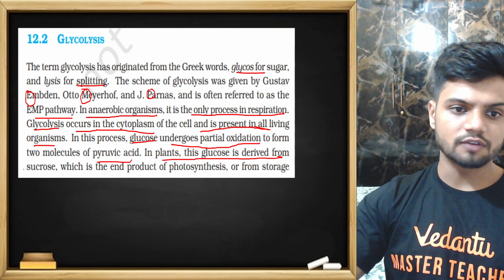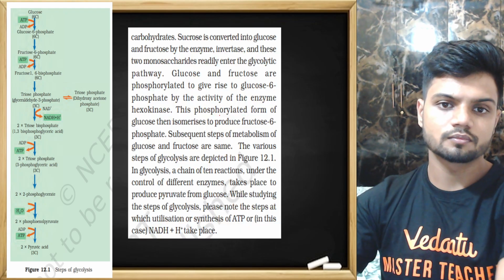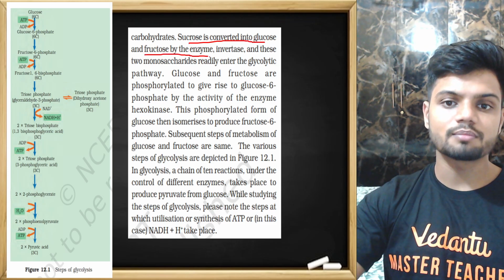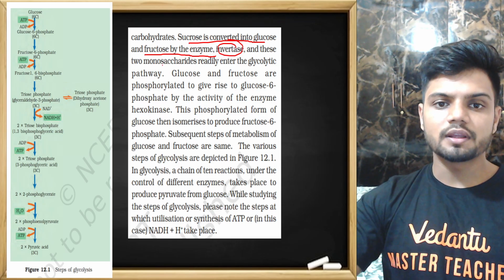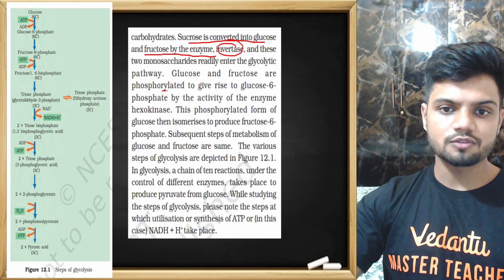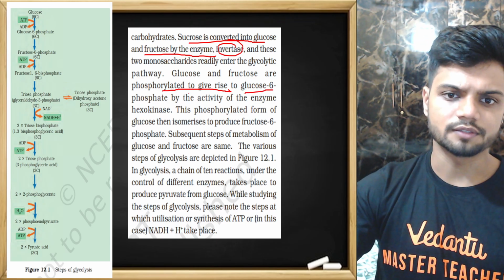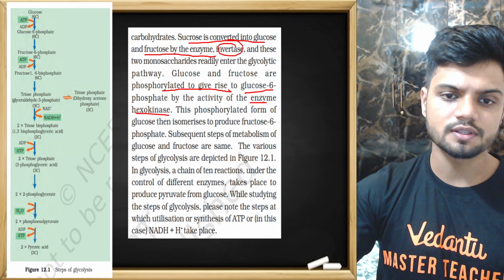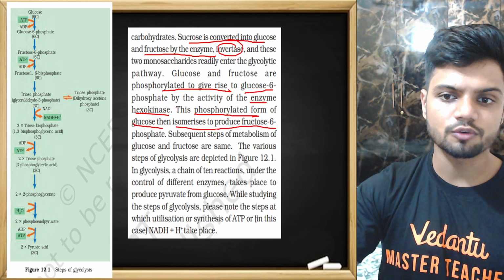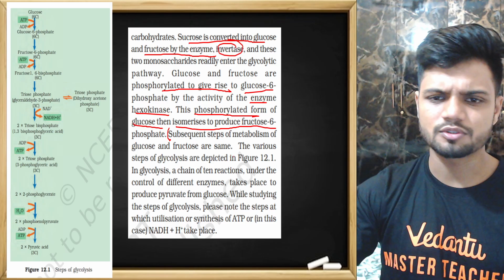In plants, glucose is derived from sucrose, which is the end product of photosynthesis, or from stored carbohydrate. Sucrose is converted to glucose and fructose by the enzyme invertase. We discussed this. The 2 monosaccharides readily enter the glycolytic pathway, that is fructose and glucose. Glucose and fructose are phosphorylated, giving rise to glucose 6 phosphate. First step, by the activity of the enzyme hexokinase, first enzyme. This phosphorylation product of glucose is then isomerized, second step, to produce fructose 6 phosphate. Subsequent steps of metabolism of glucose and fructose are the same. From here onwards, everything is the same.